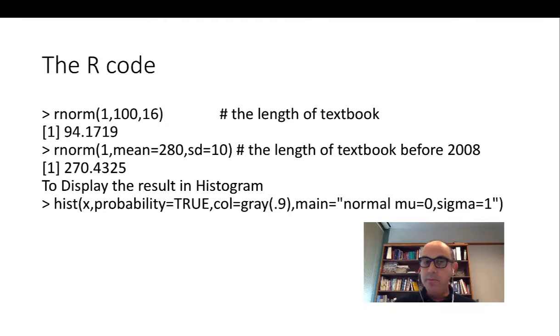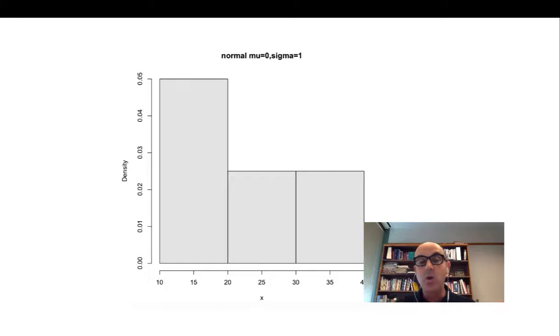we can do rnorm of 116, which is the length of the textbook. And we will do the normal distribution, and it will give us the normal distribution of that container of that data set. So again, how to apply that, for example, the histogram. The histogram has probability true. The color is gray, and we can have a main title for the histogram, and sigma is equal to 1 in order for us to apply that, and this is the syntax to do that.